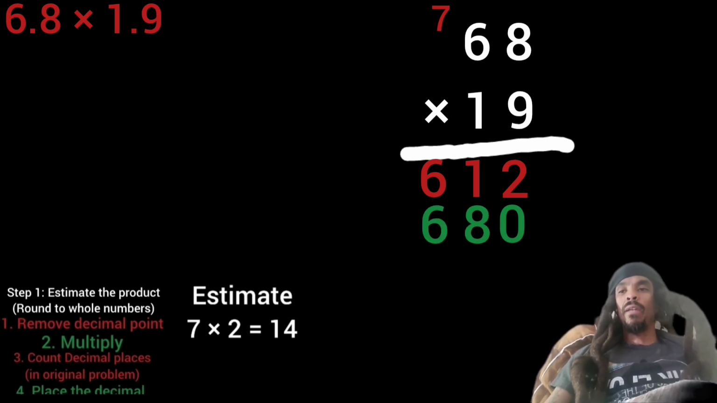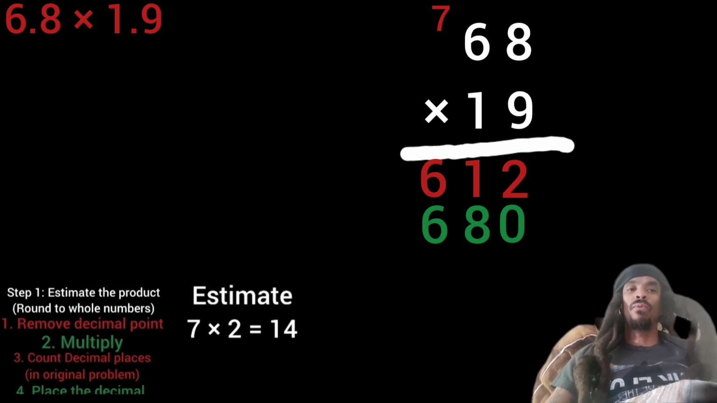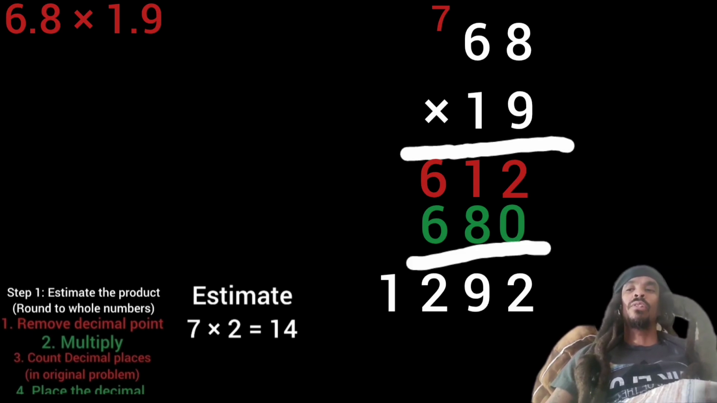When we do our math, our bottom row is going to be 2 plus 0 is 2, 1 plus 8 is 9, 6 plus 6 is 12. So our bottom row is going to say 1,292, okay? Now let's take a look at our estimate.